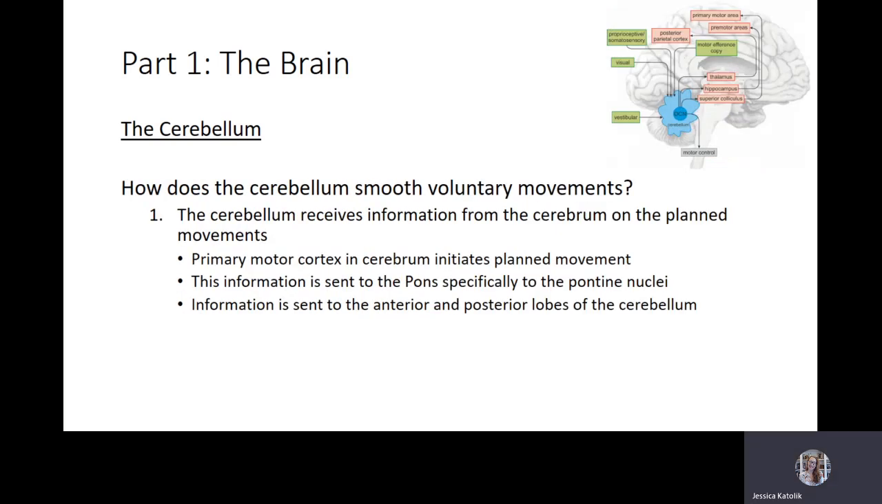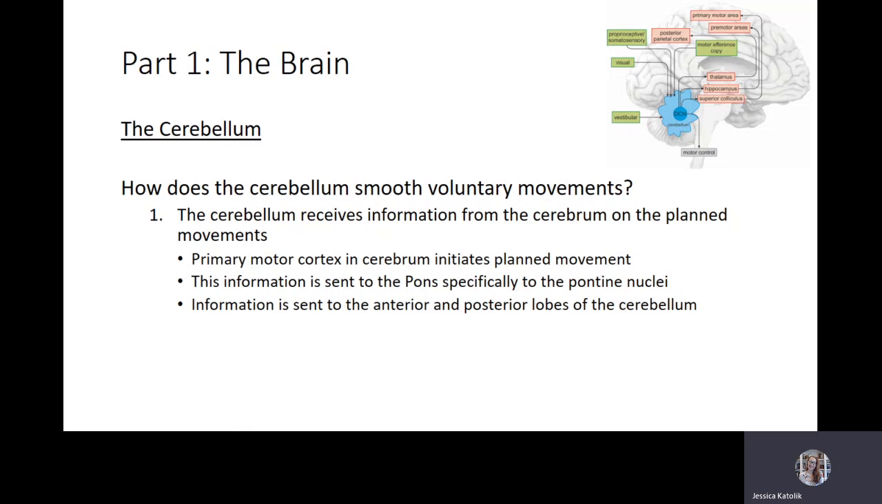So let's talk about how the cerebellum actually integrates various sensory information to allow for our voluntary motion to be smoothed out. This diagram isn't in your textbook, but I think it shows a really good way of how this information is integrated. So we're going to divide this into 3 parts.